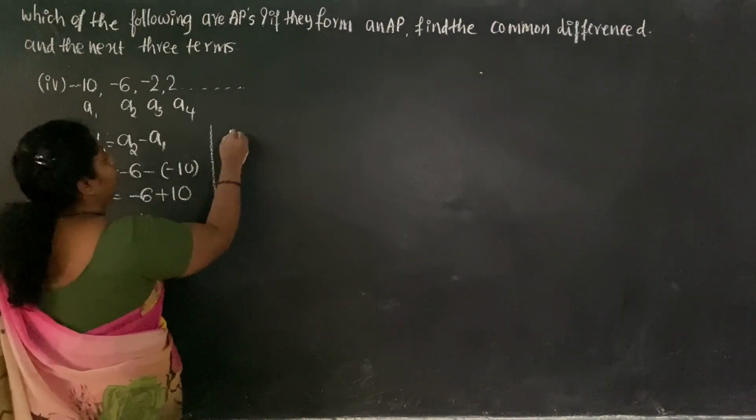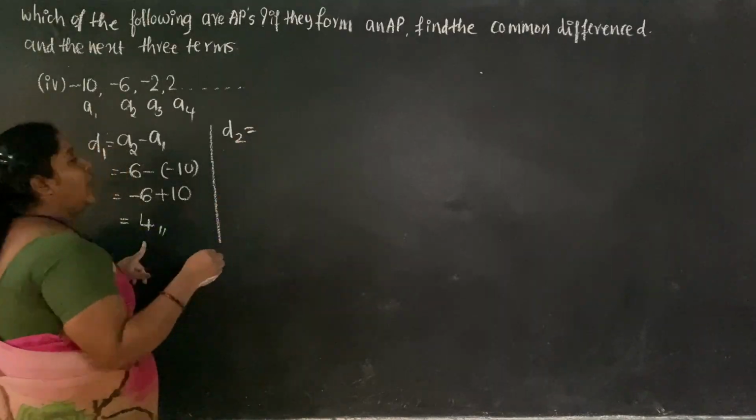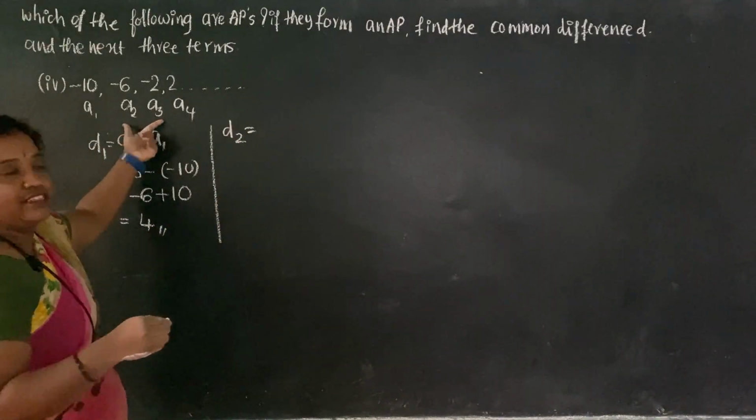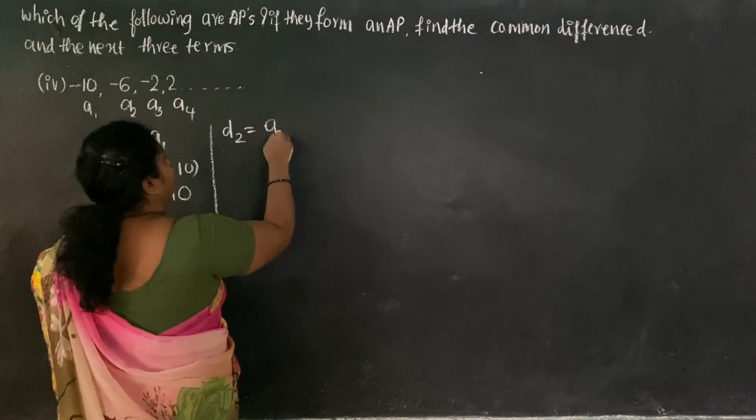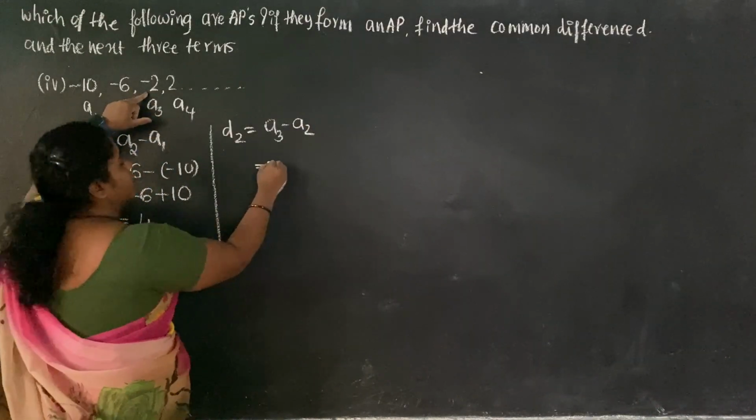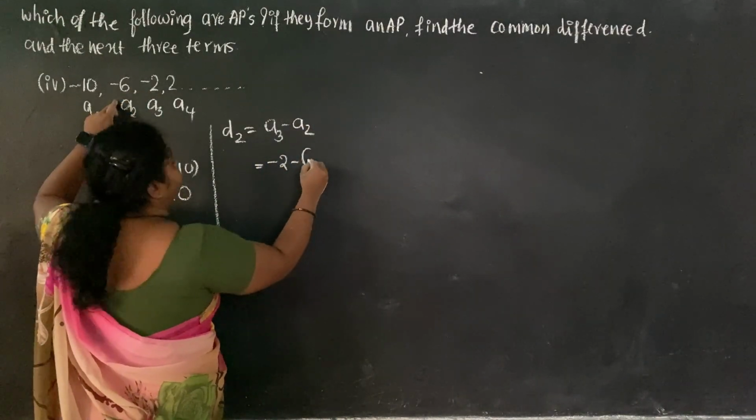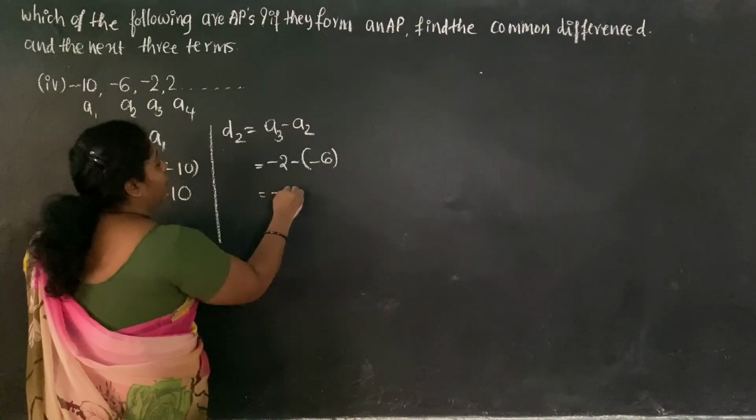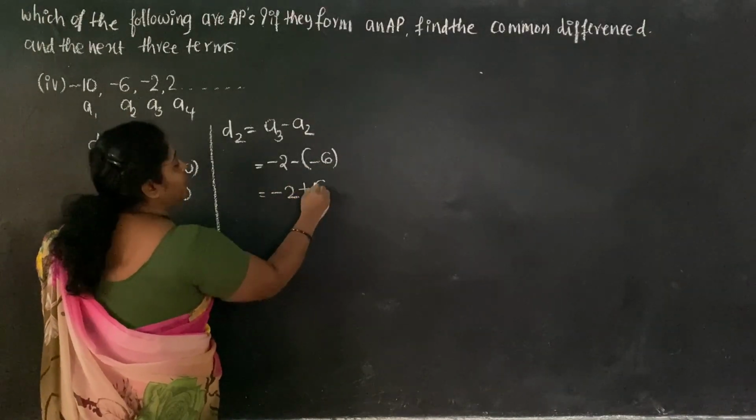Let me calculate the D2 value. What is the D2 value I can calculate here? D2 is nothing but A3 minus A2. A3 is how much? Minus 2. And A2 is how much? Minus 6. So minus 2 minus into minus plus 6.